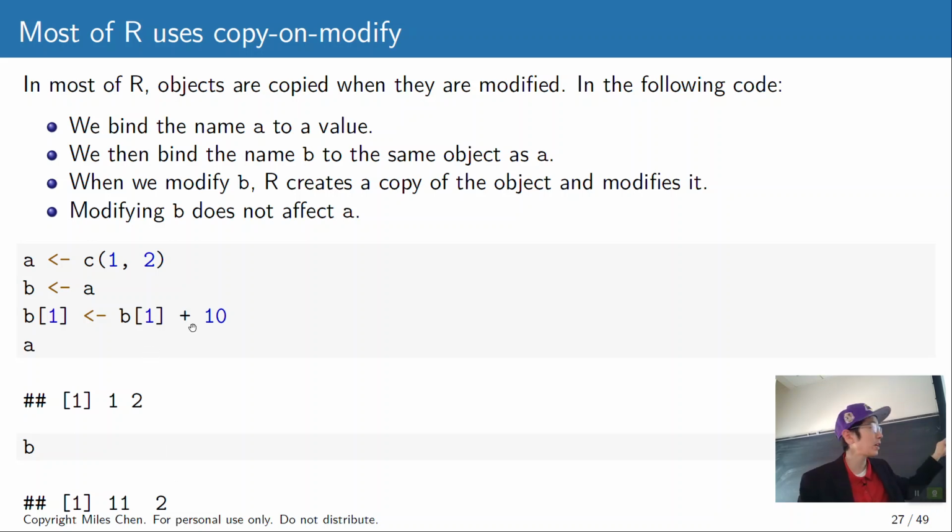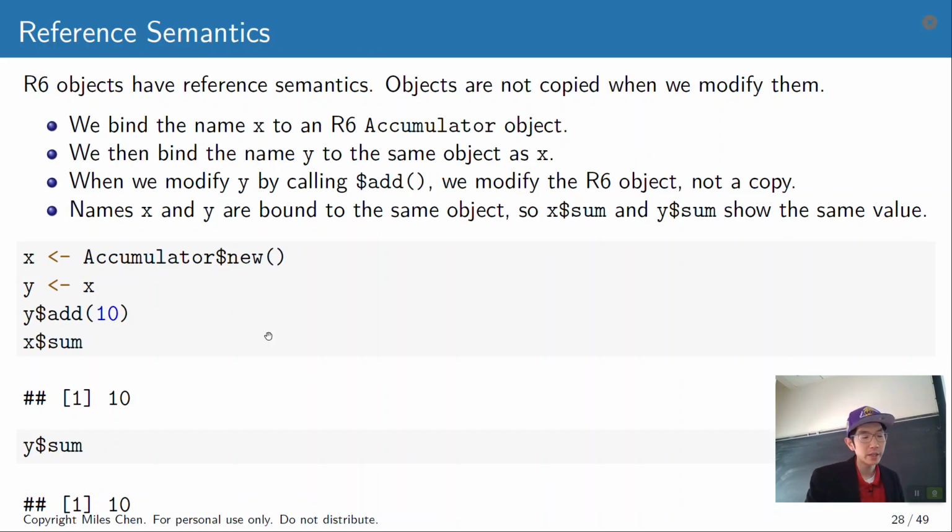This is the behavior that we're expecting from R. We said, okay, I've added 10 to B1, and we don't expect A to change during this kind of operation, right? So this is how R behaves: when we do this, R creates a copy. And so A remains 1, 2, and is untouched by the operation we did when we modified B. B becomes 11 and 2. That's the copy on modify, and that's what we have there.